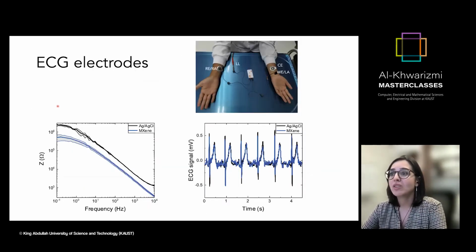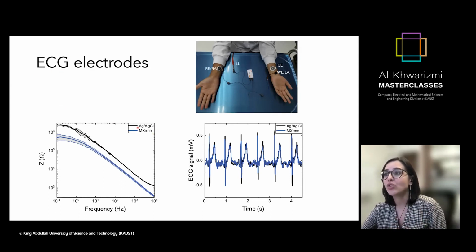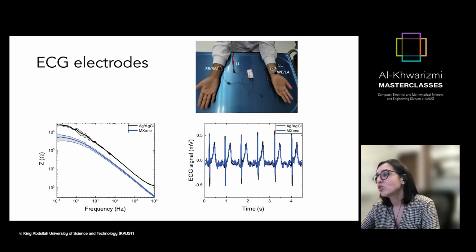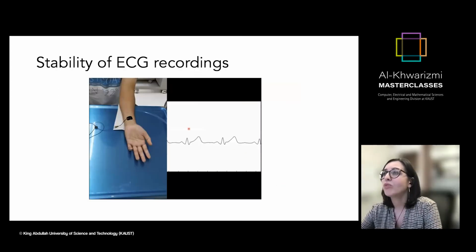And I'm showing you just how we use this to measure heart activity. So these are ECG electrodes when we use MXene in comparison to AgCl. And as you see, the impedances are quite similar. So we do get similar ECG signals both with MXene and PEDOT:PSS. And the devices are quite stable.